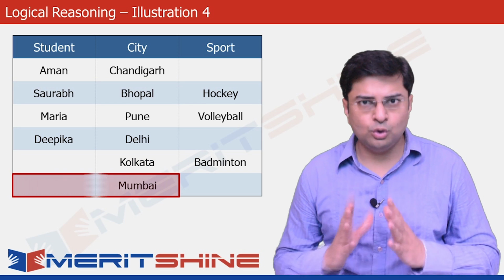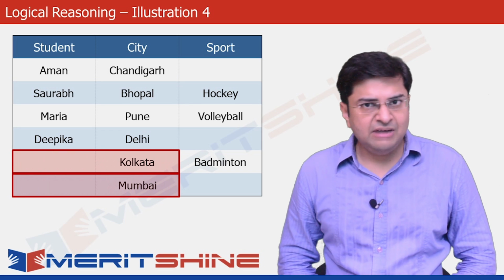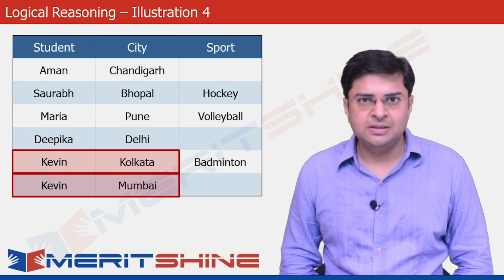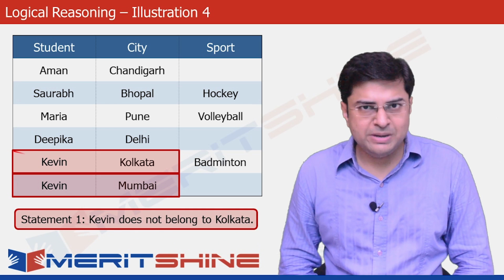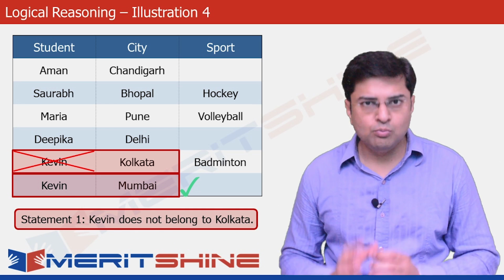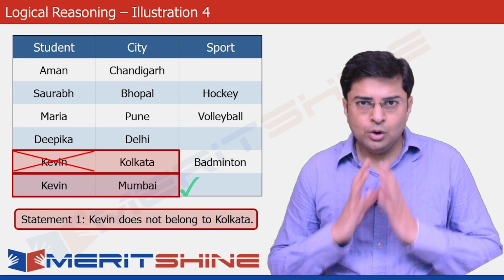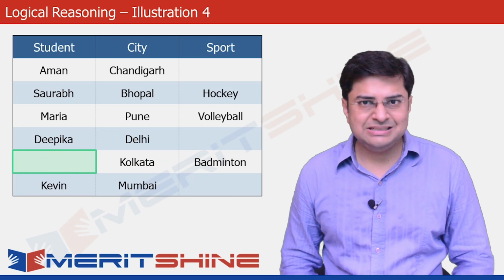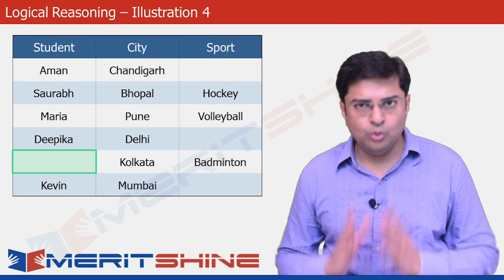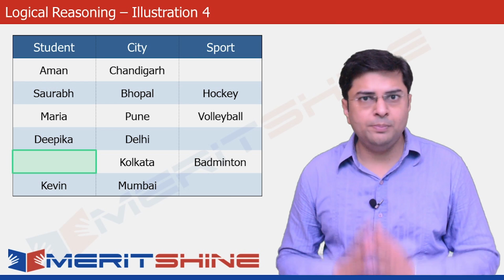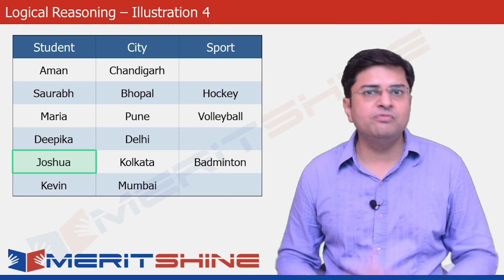Now look at these 2 rows that have been highlighted. Kevin has to be adjusted in one of these. But statement 1 says that Kevin is not from Kolkata, which means that Kevin has to be from Mumbai only. Look at the first column of the table now. There's just one vacant cell which has been highlighted. Since Joshua is the only person whose name is yet to appear in the table, this cell has to be filled with Joshua.